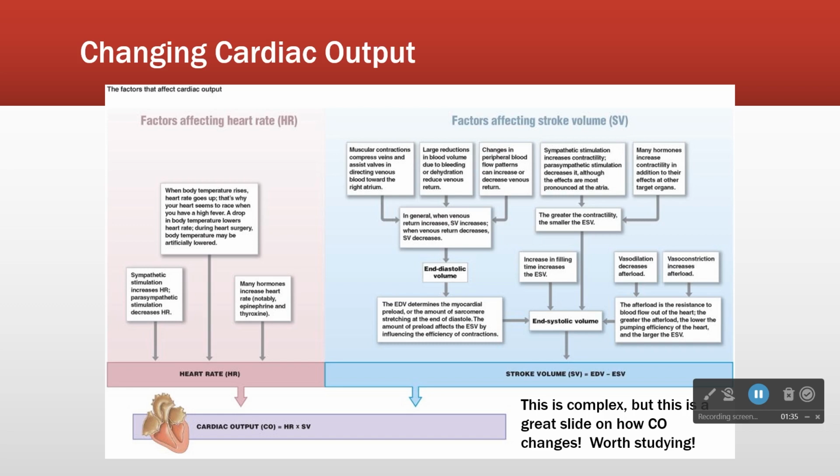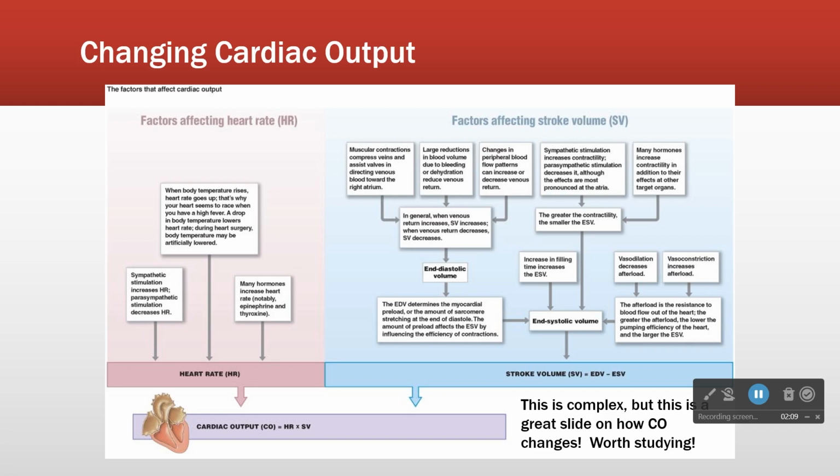Stroke volume, we have EDV factors and we have ESV factors, right? EDV factors, we have venous return, skeletal muscle pump, right? We have other things affecting EDV, big changes in blood volume, right? So if we add blood volume or take blood volume away, that's going to affect EDV. It's going to get bigger if we add blood volume. It's going to get smaller if we take blood volume away, right?